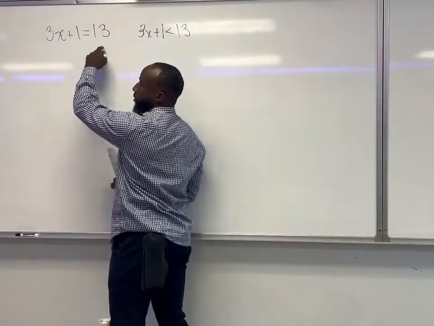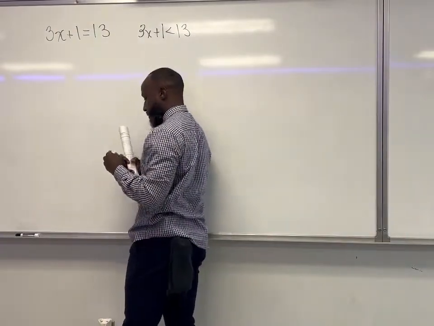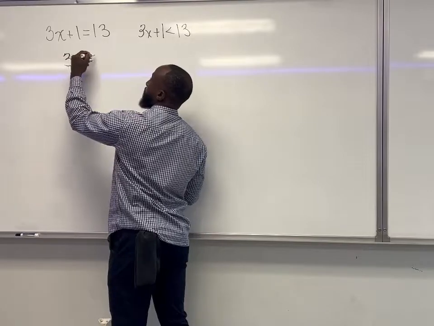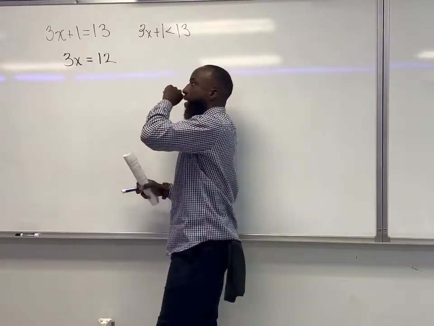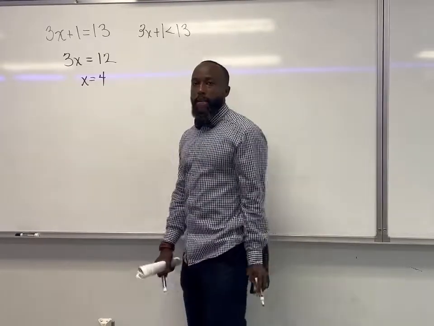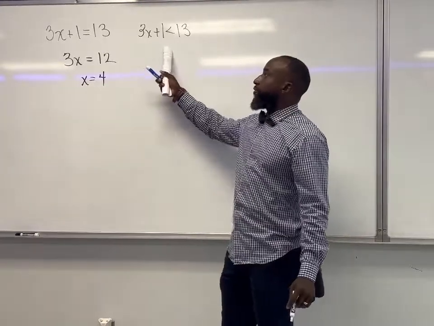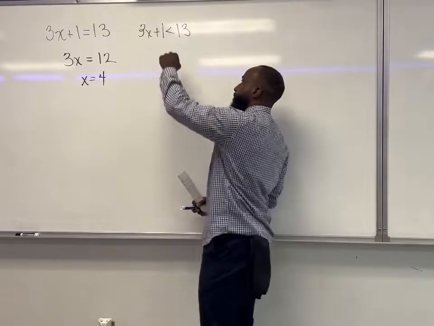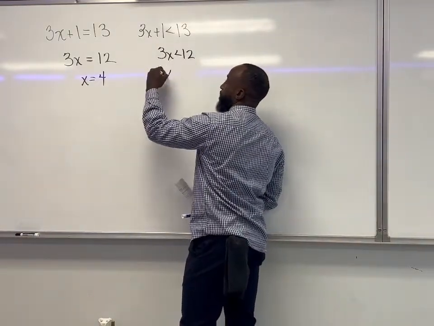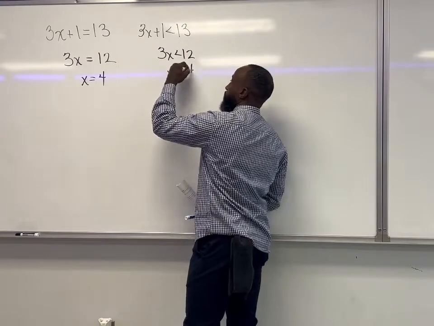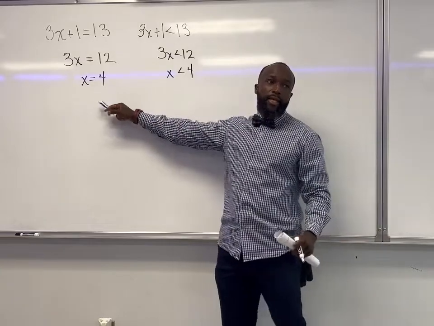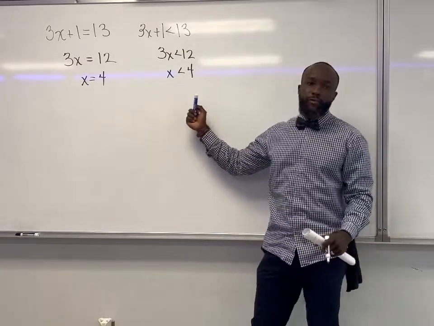So the first thing we do is we subtract 1 from both sides. We'll have 3x equals 12, right? And then when we divide by 3, we get x equals 4. Now when we do the same thing for the less than, we subtract 1, we get 3x is less than 12, and when you divide, you get x is less than 4. So what's the difference between x being equal to 4 and x being less than 4?